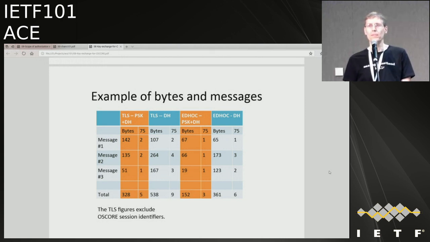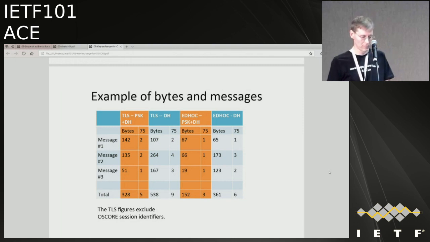It was ED25519. So if you went to P256, you added about 30 bytes to messages 1 and 2 of the TLS ones. So that means that the size of the signature was approximately 32 bytes. Did I get that right?